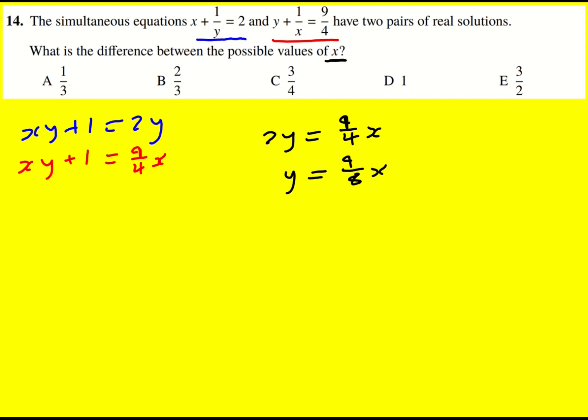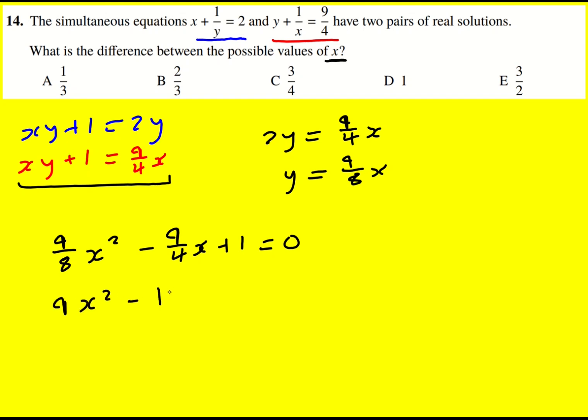And then I'll put it back in to this one here, I think. Therefore, I'll get 9 over 8x squared minus 9 over 4x plus 1 equals 0. Got a quadratic in terms of x. Going to times through by 8. So 9x² - 18x + 8 = 0. And let's try and factorize this.